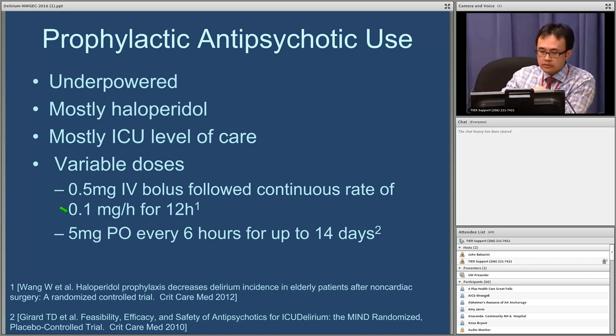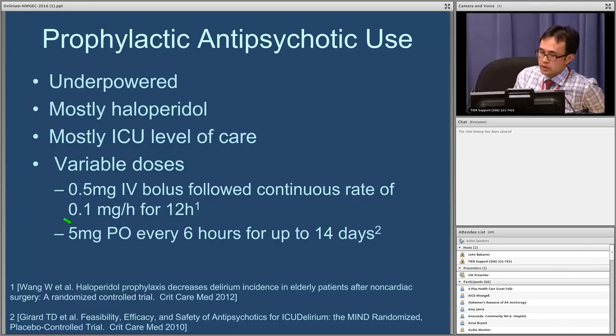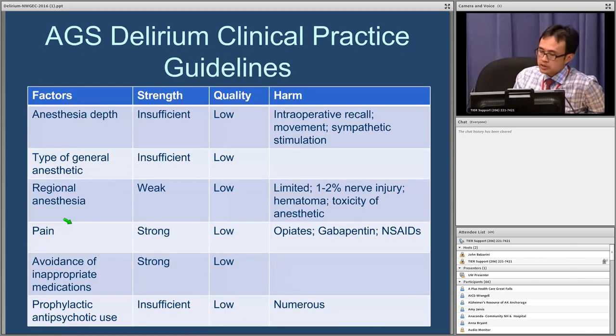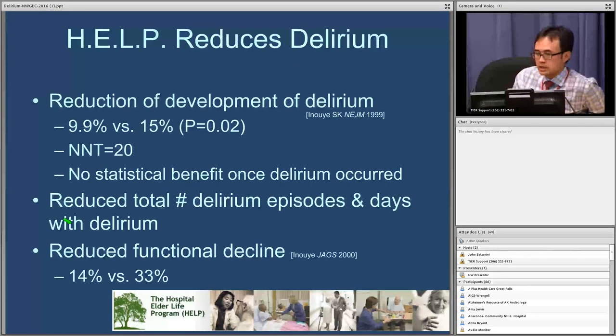And it's also a variable dosing. It ranges anywhere from 0.5 milligrams IV bolus, followed by a continuous infusion for 12 hours, versus 5 milligrams every 6 hours up to 14 days. So incredibly variable in terms of how Haldol is used. And that's why you see that there's insufficient strength to recommend its use. And of course, the harms are numerous as outlined here. Okay. And that we'll also talk about in a little bit too.